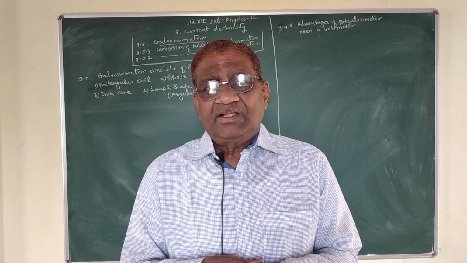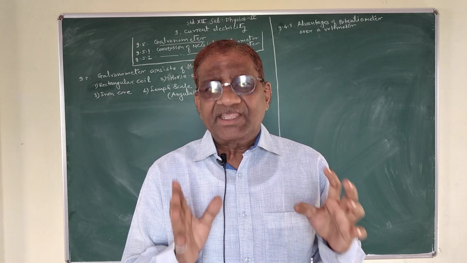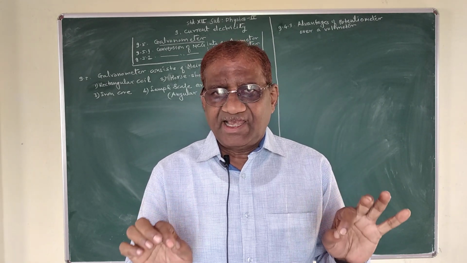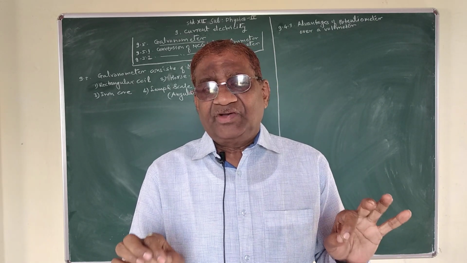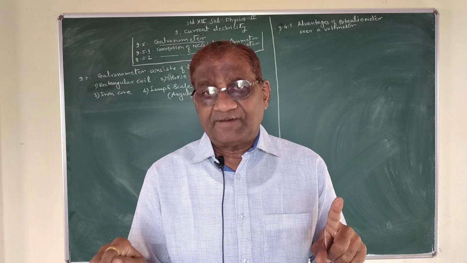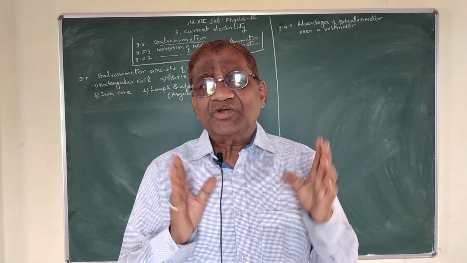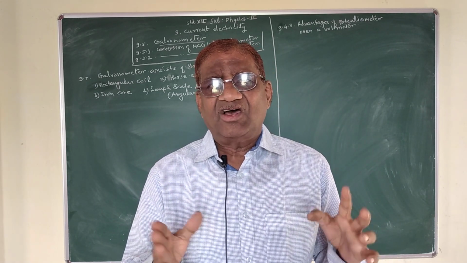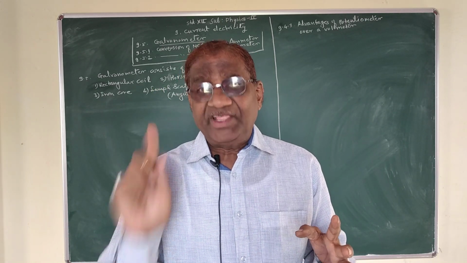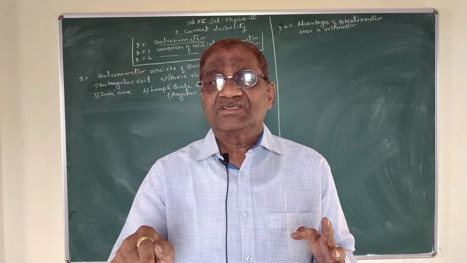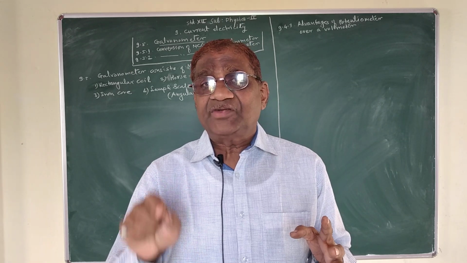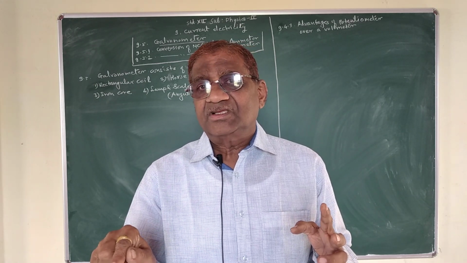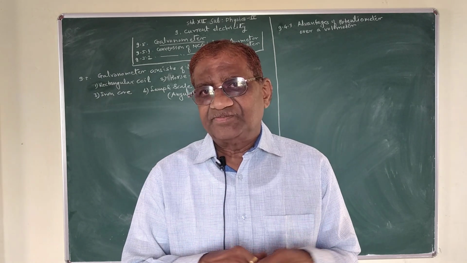Another use: the potentiometer can be used to measure a very small potential difference between 2 points in an electrical circuit accurately, which cannot be measured with the help of a voltmeter. Potentiometer can measure very small potential differences in the order of 10 to the power minus 6 volt, but a voltmeter cannot be used for the measurement of such potential difference, so it is superior.